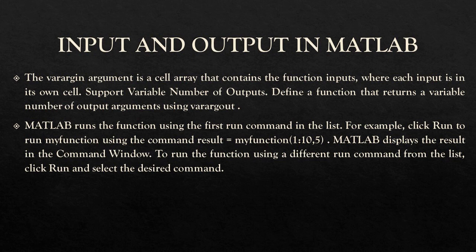Next, MATLAB runs functions using the first run command in the list. For example, click run to run my function using the command result equals myfunction. MATLAB displays the result in the command window. To run the function using a different run command from the list, click run and select the desired command. So there are many commands that we need to consider in running our MATLAB programs, especially on keeping your command results. The display of the results will appear in the command window.